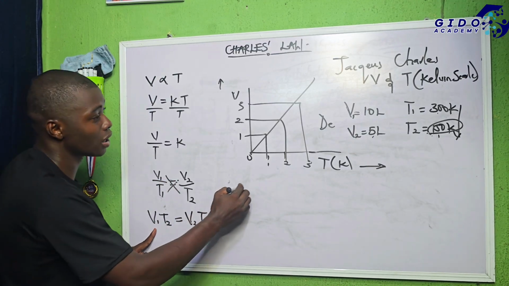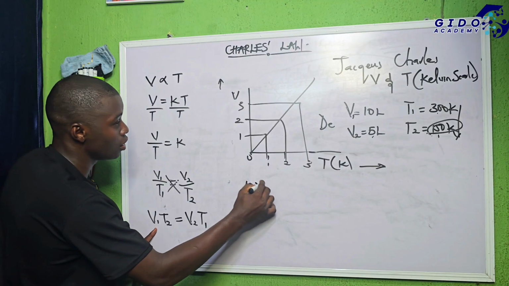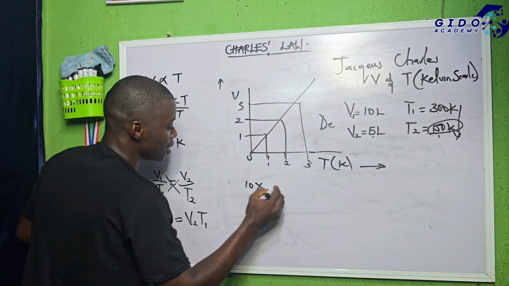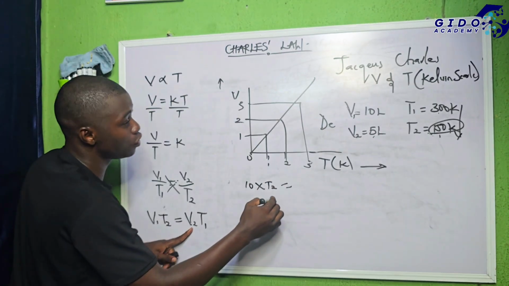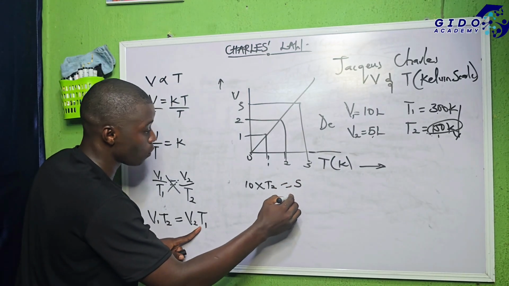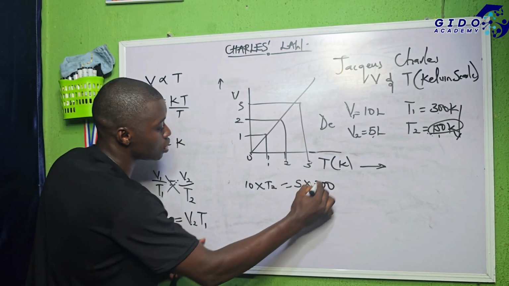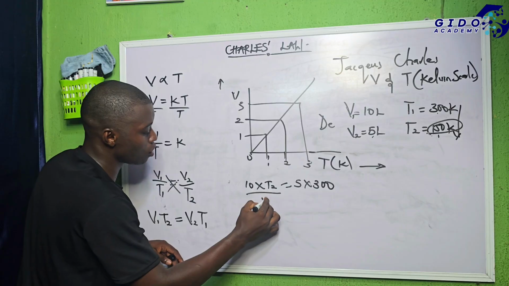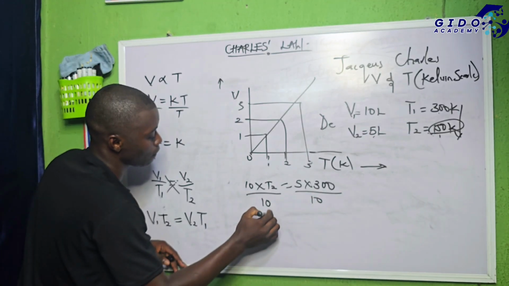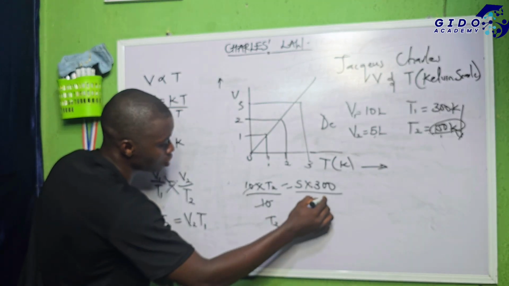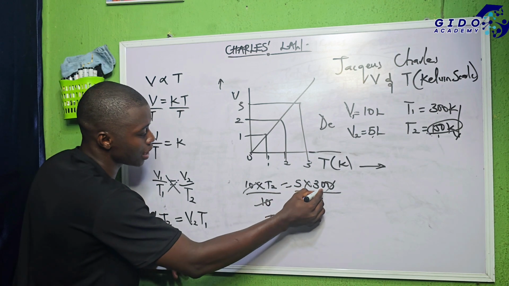So what is my V1? My V1 is 10. What is my T2? My T2 is unknown. What is my V2? My V2 is 5. What is my T1? My T1 is 300. So let's divide both sides by 10. So 10 will cancel 10. My T2 is equal to 5 times 30.